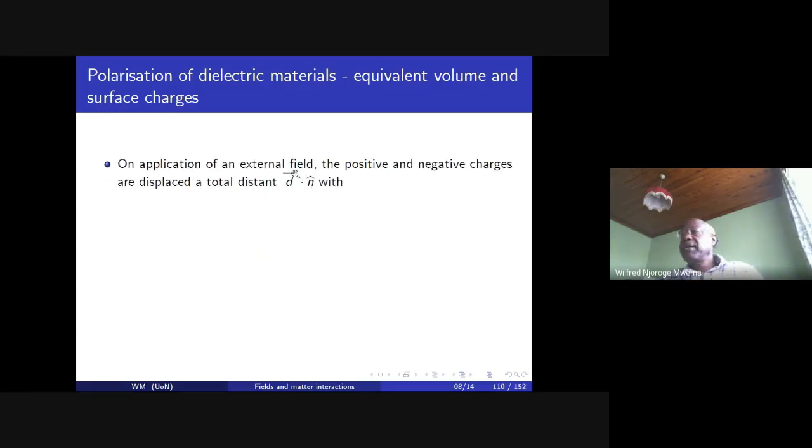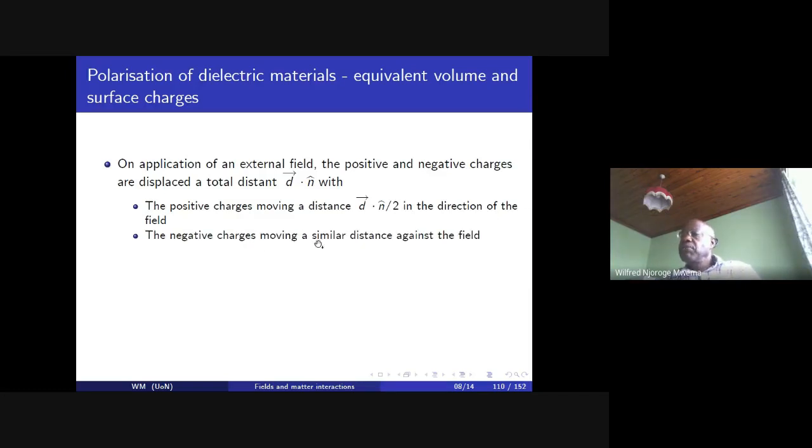Now, when we apply an external field, the positive and negative charges will be displaced by a total distance given by the vector d, where d is a displacement, and the dot product with the unit vector applies when delta S is not oriented normal to the displacement, that is, when we are applying the field not normal to that surface. The positive charges will move a distance d dot n over 2 in the direction of the field. The negative charges will move an equal distance against the field.